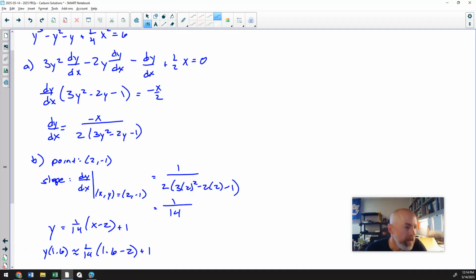Number C, for all positive x's and y's, there's a point S on the curve at which the tangent is vertical. Find the y coordinate of point S and show the work. So for a vertical tangent, you need your derivative, your slope, to be undefined. So vertical tangent is when the slope is undefined.